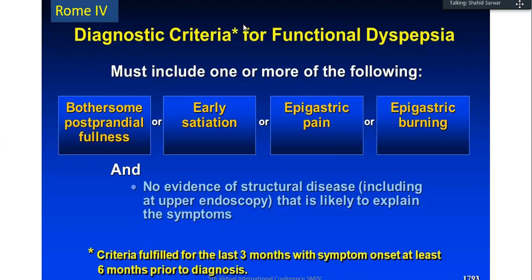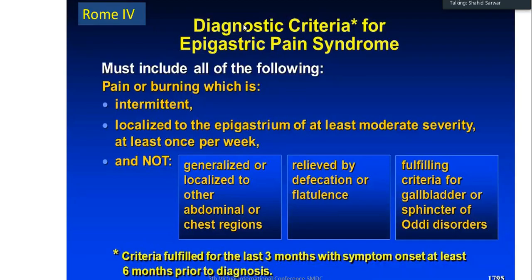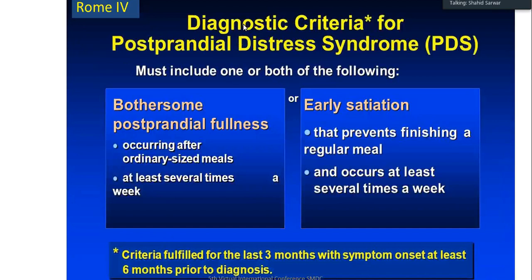And we know they have classified this further into postprandial distress syndrome and epigastric pain syndrome. That is the predominant symptom. Is it epigastric pain or burning at least once a week? Or is it postprandial fullness and early satiation at least 3 times a week? So that will decide: is it PDS or is it EPS?